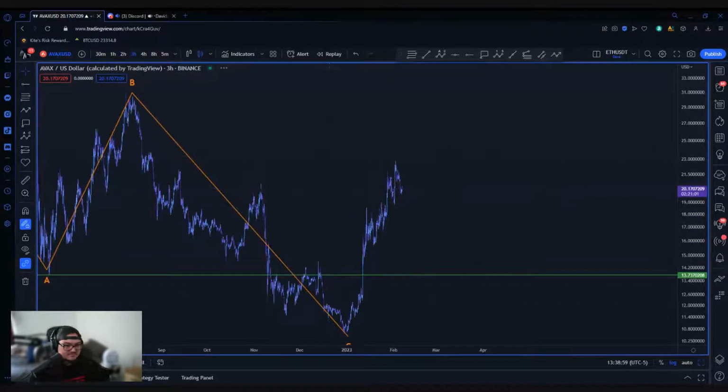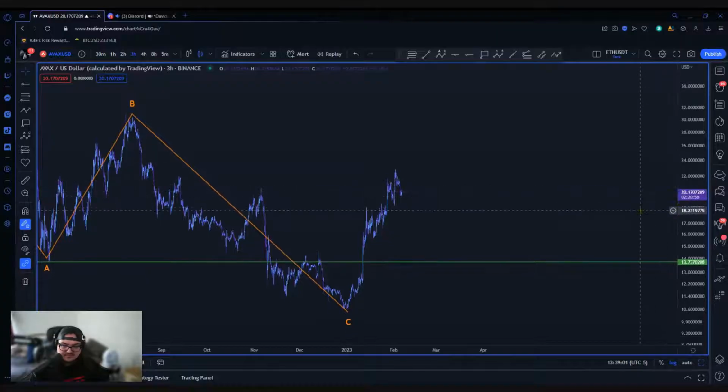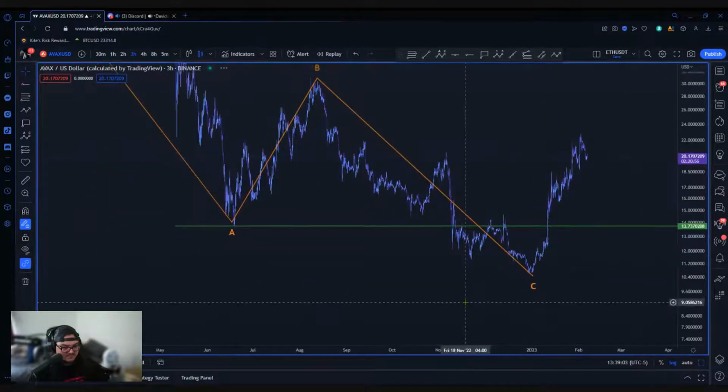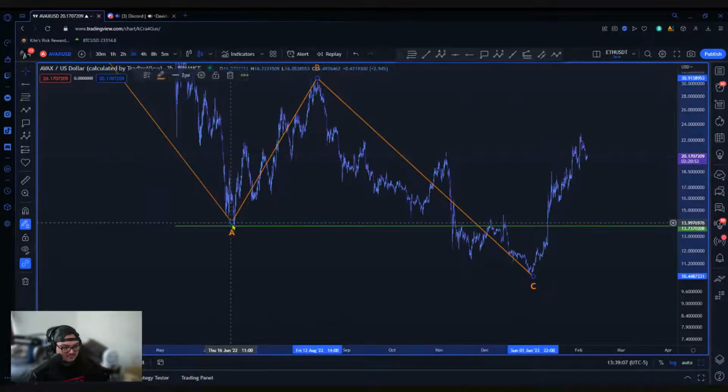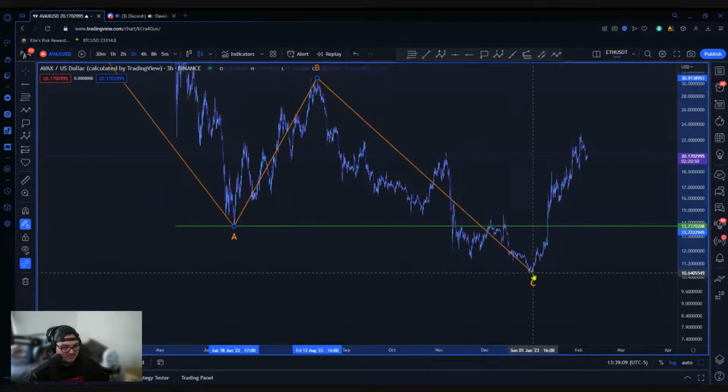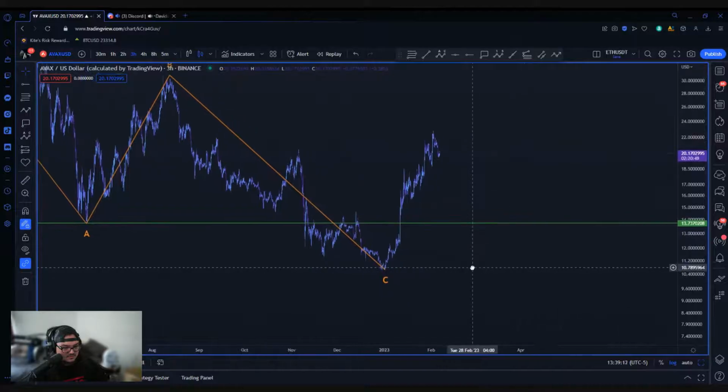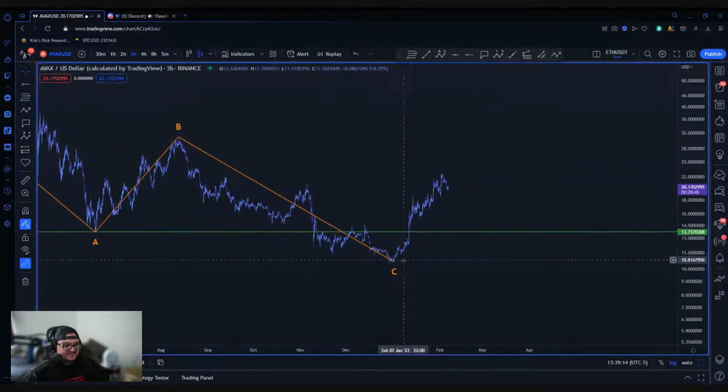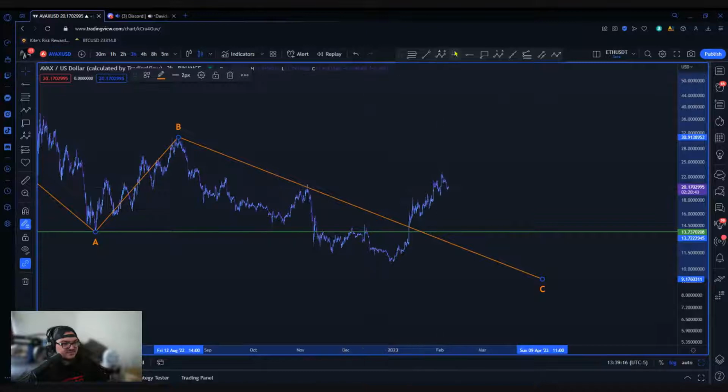I was thinking something similar, but I'm pretty happy with the position I'm in. But if it does flip back bearish, that might turn that C into almost a larger A. Yeah, that's possible. What's up, Scopes?